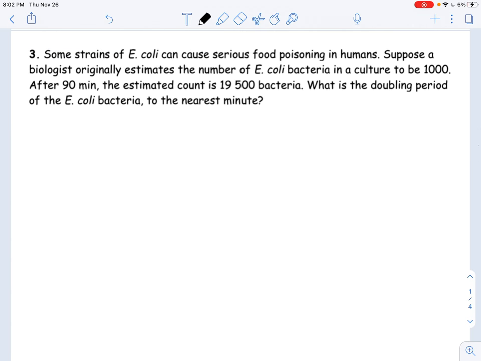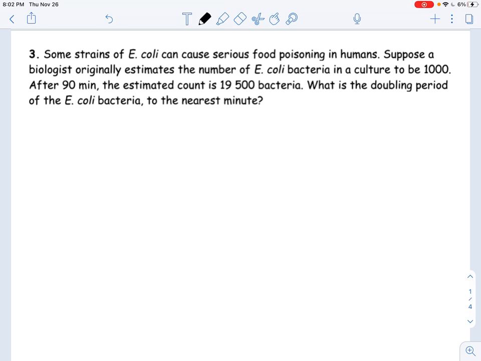Question 3. Some strains of E. coli can cause serious food poisoning in humans. Suppose a biologist originally estimates the number of E. coli bacteria in a culture to be 1,000. After 90 minutes, the estimated count is 19,500 bacteria. What is the doubling period of the E. coli bacteria to the nearest minute?